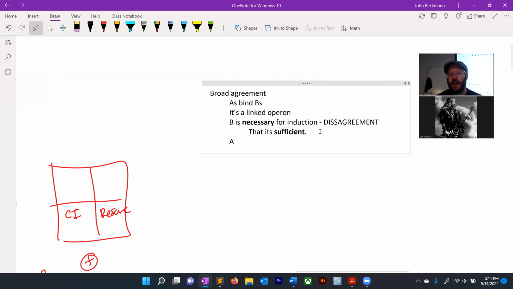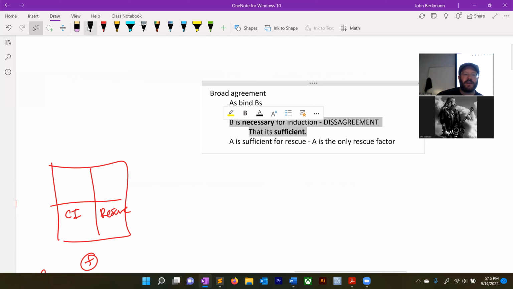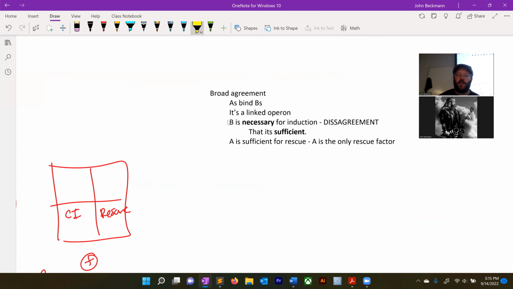Okay. And everybody agreed that A is sufficient for rescue, which means that A is the only rescue factor. So these are what people are in agreement on, and this paper is really trying to resolve this, if I can highlight it, this point right here. Is B necessary or sufficient for induction? That's what it's trying to figure out.